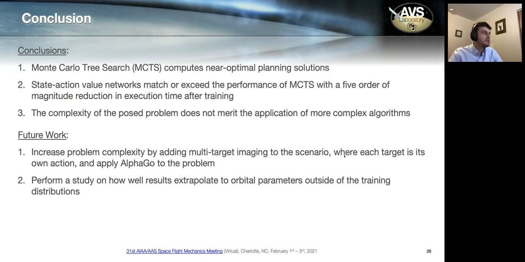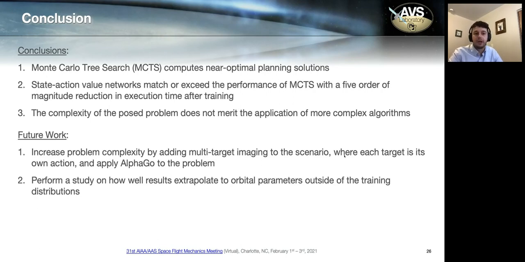So conclusions of this work: Monte Carlo tree search computes near optimal planning solutions, and state action value networks can match or exceed the performance of MCTS with a 5 order of magnitude reduction in execution time after training. We also found that the complexity of the posed problem does not really merit the application of more complex algorithms like AlphaGo, which we initially wanted to implement.